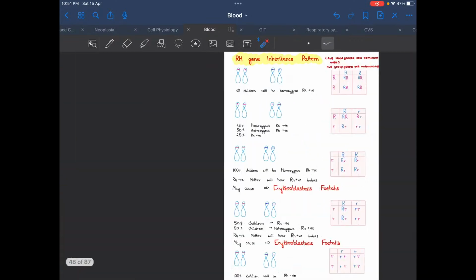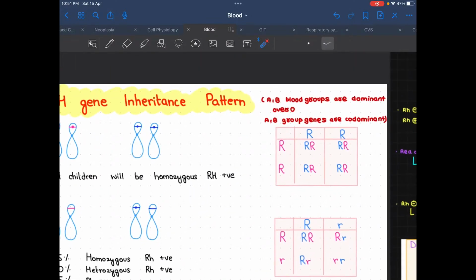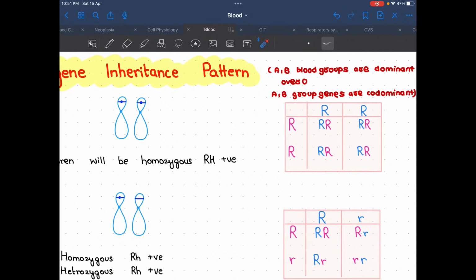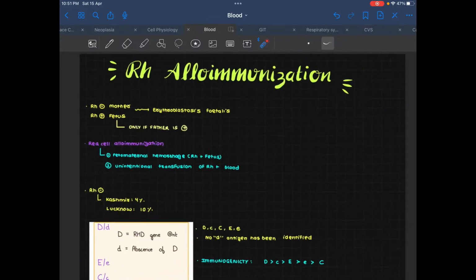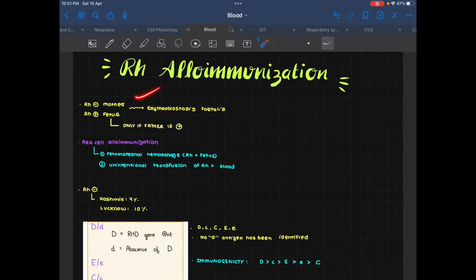Okay? Very important. So we have discussed the RH inheritance patterns as well. We should know that A and B blood groups are dominant over O, we know this. And the A and B group genes together are co-dominant. Okay? All right. So RH alloimmunization we already know. Whenever there's an RH negative mother and an RH positive fetus, what happens the first time? We're going to see some form of fetal-maternal hemorrhage, which is most prominent during delivery. Some of the fetal RBCs are going to enter inside the mother. Okay? Did the mother have any natural antibodies against it?